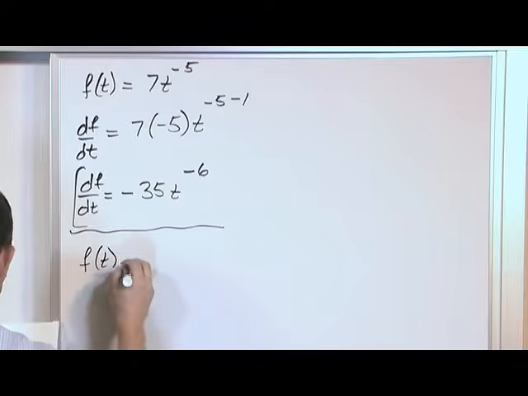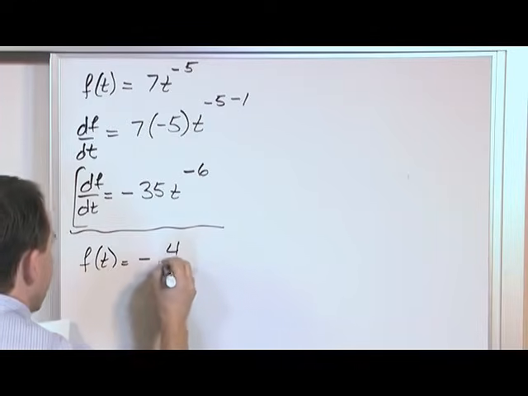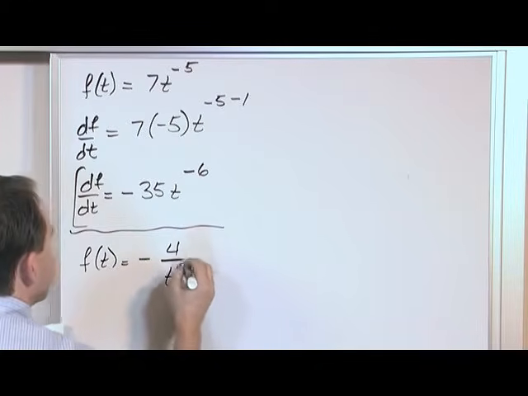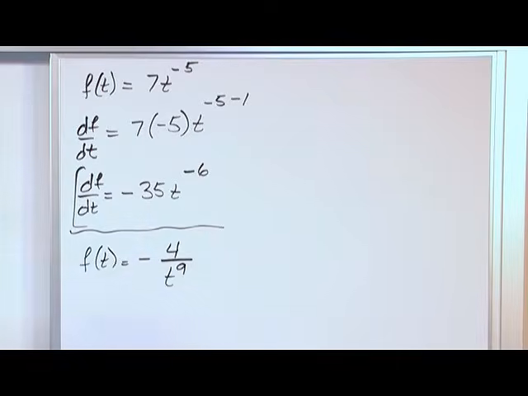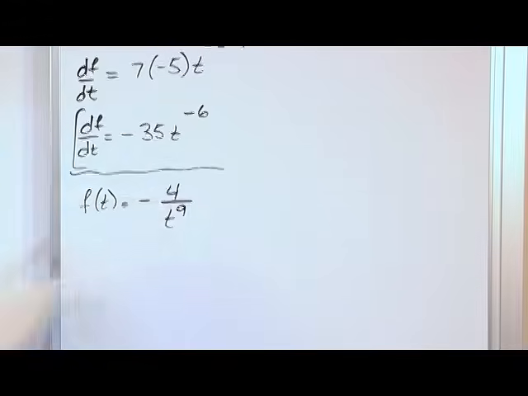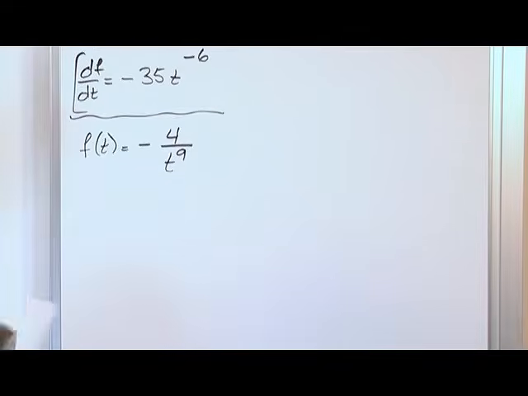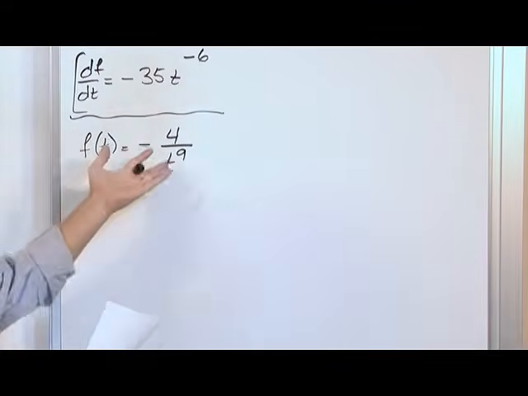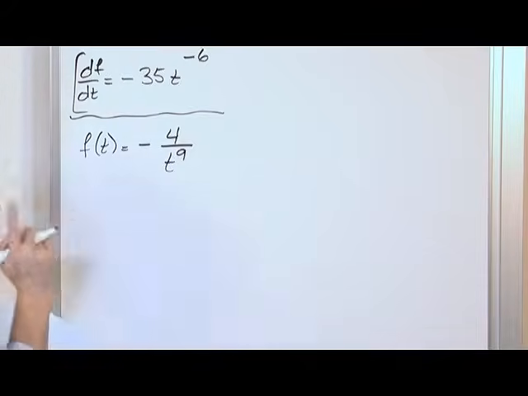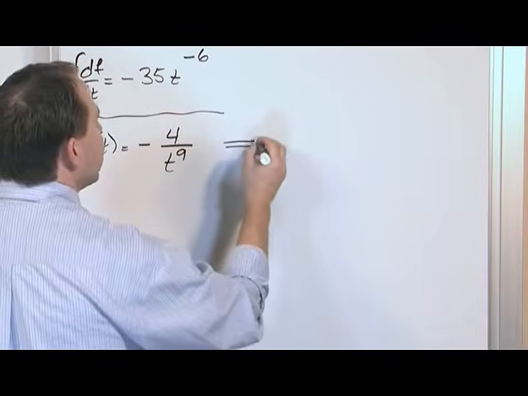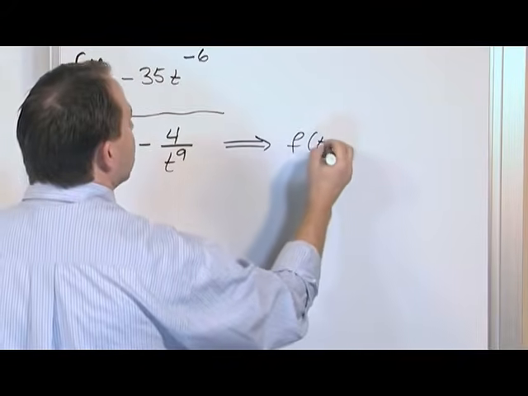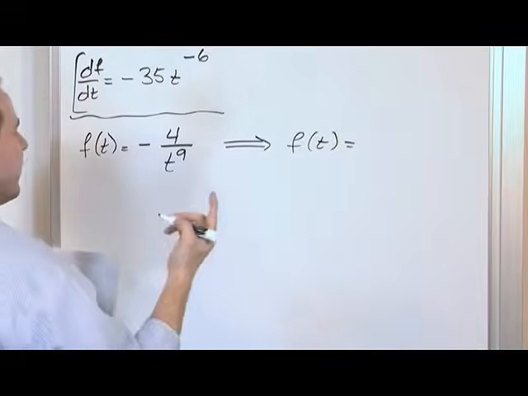f of t is equal to negative 4 over t to the 9. This is the kind of thing on a test where, if you haven't practiced it, you'd look at this and think, I don't know how to do that. I know how to do it when they're up in the top, but not when they're in the denominator. Well, we've talked about this. Just rewrite the function in a form that you know how to deal with.